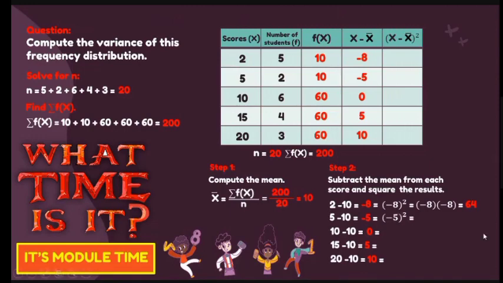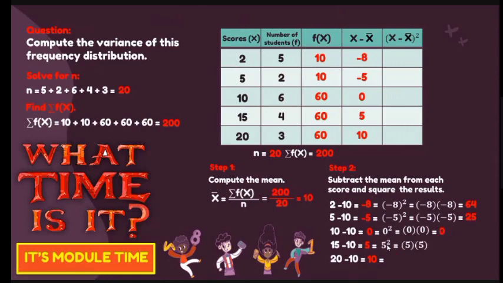Then next natin, you have negative 5 squared. Then you will have negative 5 times negative 5 or 25. So ganun lang din yung gagawin natin for this part up to the last part. So you will have 0 raised to 2. Then 0 times 0 is equal to 0.